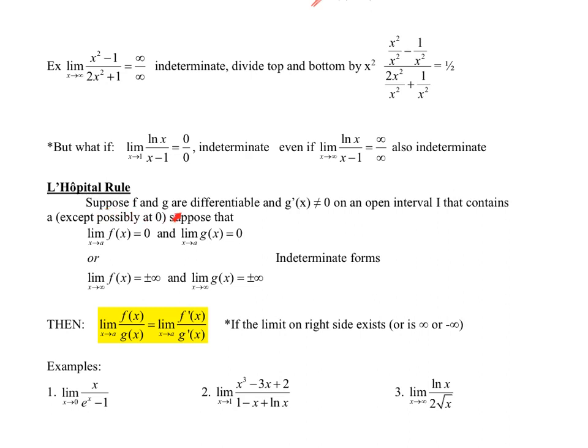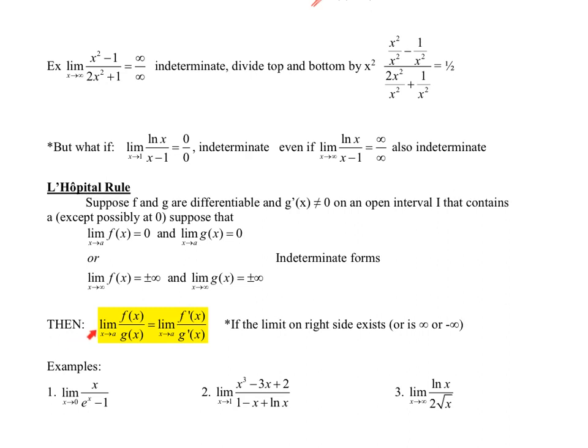He said, suppose f and g are differentiable and g prime of x does not equal 0 on an open interval I that contains a, except possibly at a. And suppose that the limit as x approaches a of f of x equals 0 and the limit as x approaches a of g of x equals 0. So we have our f of x and our g of x, we're taking the limits of these and they are indeterminate, or they are positive or negative infinity. Basically he's setting up this whole indeterminate situation.